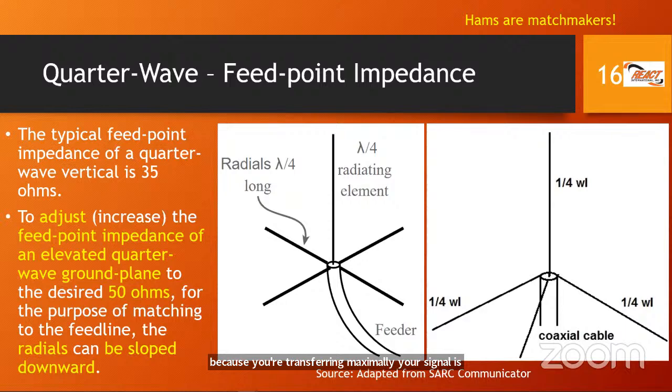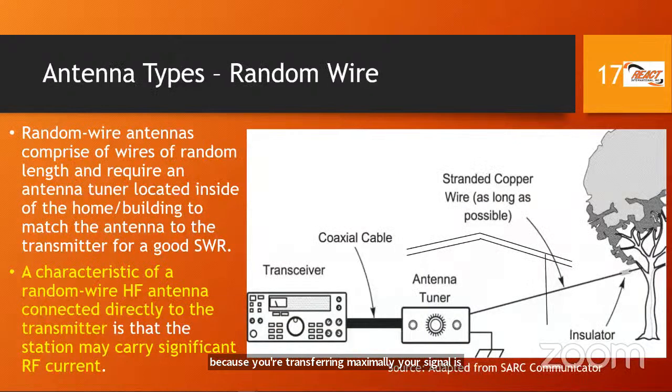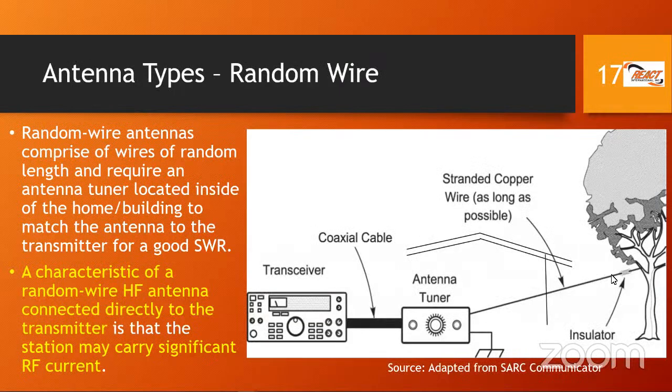Hams are matchmakers. Okay, so just to mention, there's a type of antenna called a random wire antenna. Just a bit of extra information for you on what it looks like. It's just a random length of wire. You have to tune it, so you have to put an antenna tuner on it so that you can tune it for the frequency that you want to use.